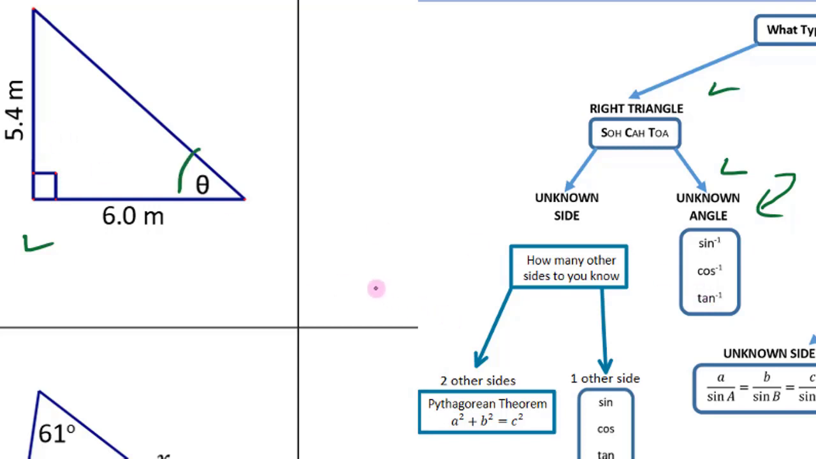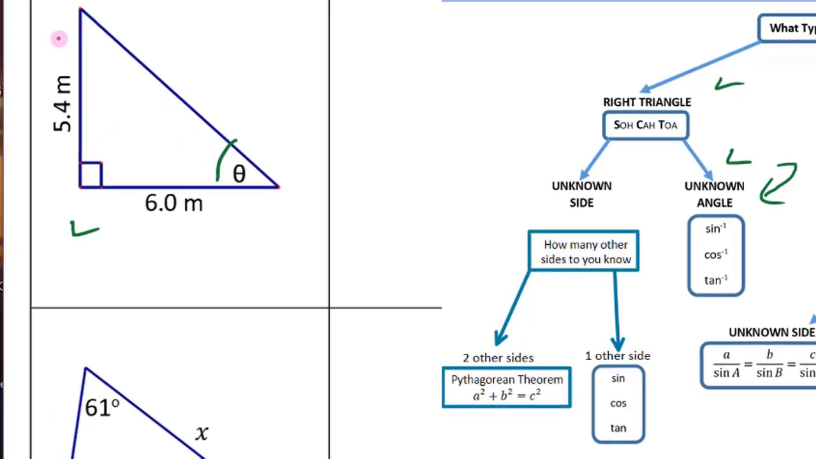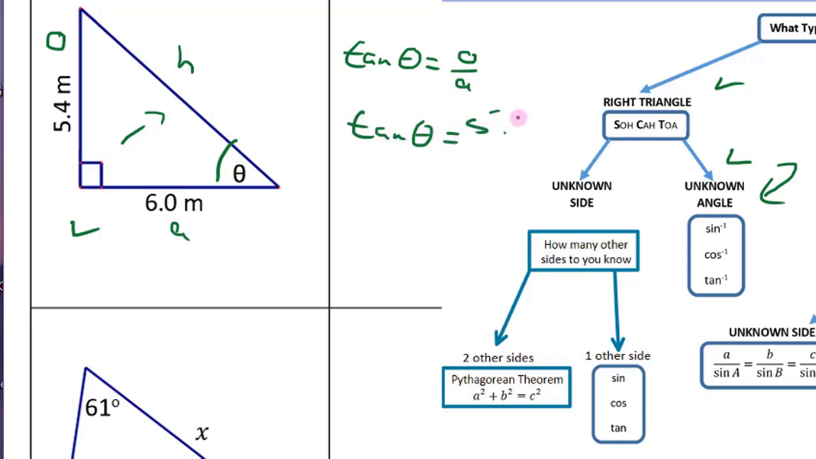Next step is to label our diagram with opposite, adjacent, and hypotenuse. So since this is the angle that we're focusing on, opposite is over here. Hypotenuse is always opposite the 90-degree angle, and this is adjacent. Because we're given information about the opposite and adjacent, we are going to be using tan of theta equals opposite over adjacent. Substituting in what we know, we'll be able to calculate theta.